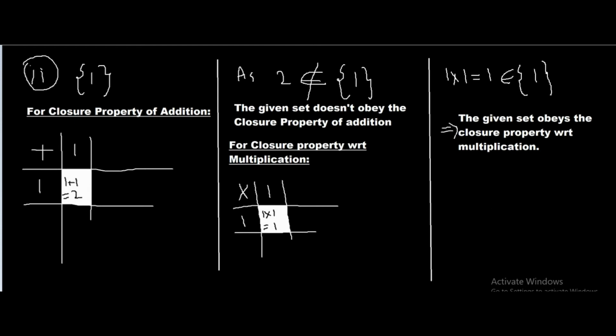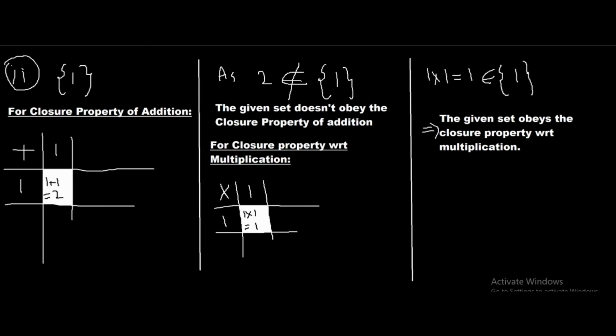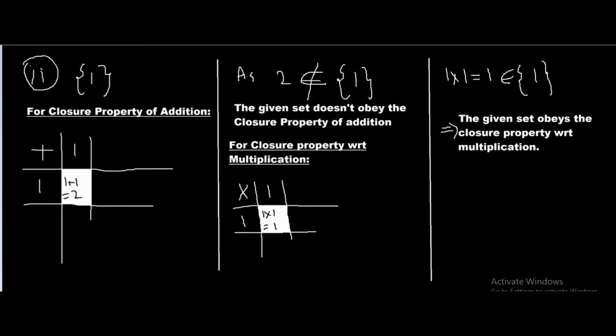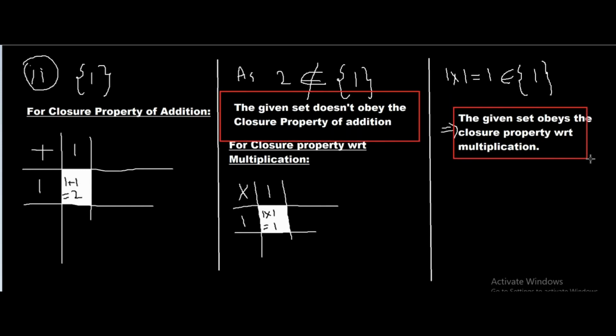Therefore, for part 2, we have found that the set is obeying the closure property of multiplication, but it is not obeying the closure property with respect to addition. You can see here that at first we got this result, the given set does not obey the closure property of addition, but for multiplication the given set obeys the closure property. Therefore you will be writing the result.